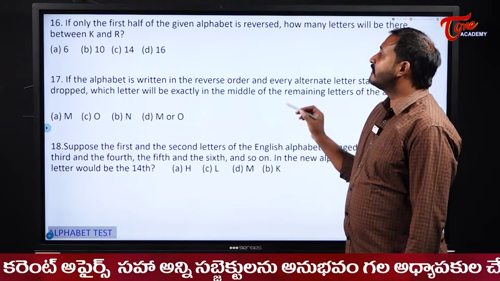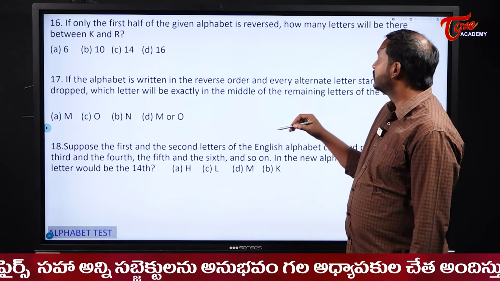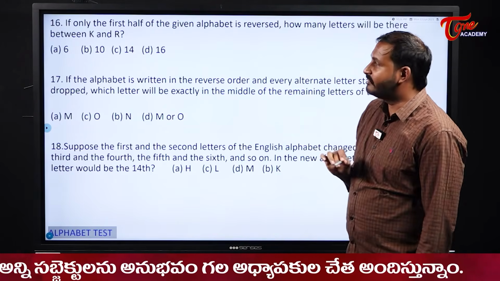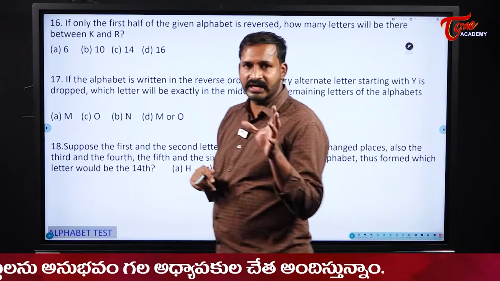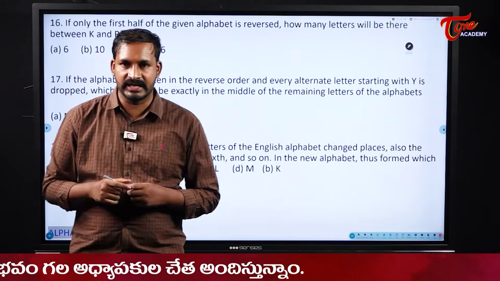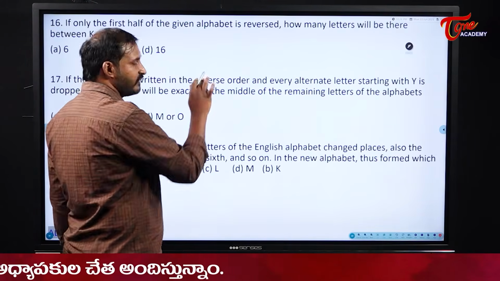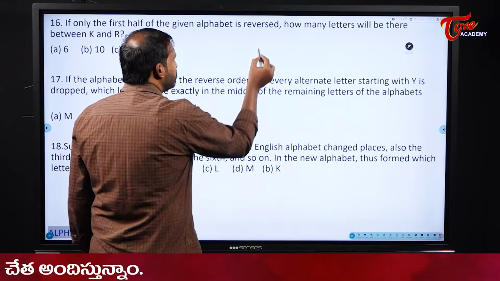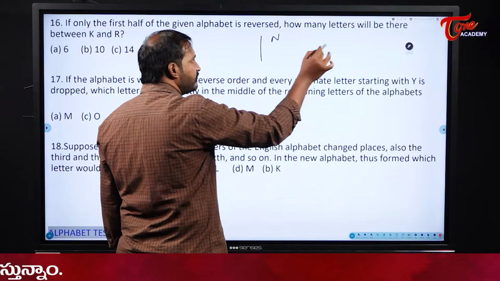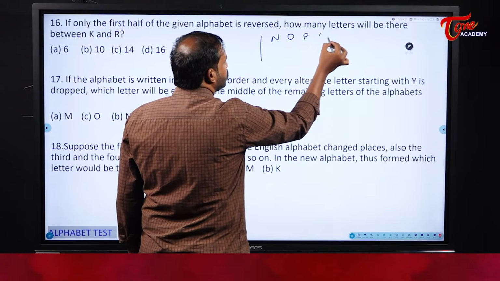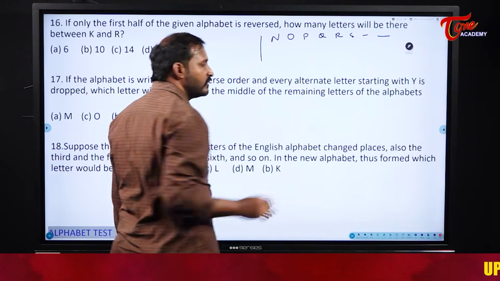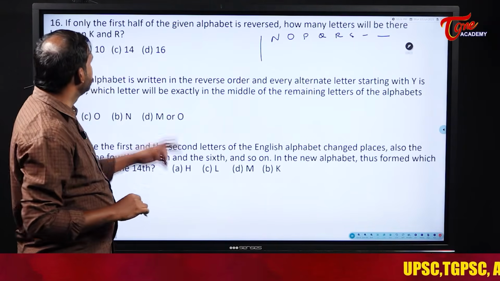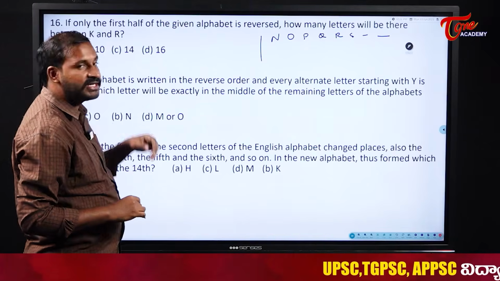If only the first half of the given alphabets is reversed, how many letters will be there between K and R? Now see, generally the first half of the alphabets are written in reverse. First half is reversed means from N onwards it remains the same. N, O, P, Q, R, S, and this remains the same. Only the first half is getting reversed. And how many alphabets will be there between K and R?